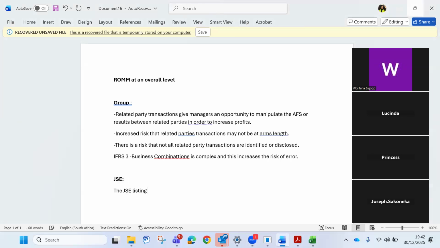The JSE listing has strict regulations that need to be adhered to. There is a risk of non-compliance with the JSE. What's the next part that is there?